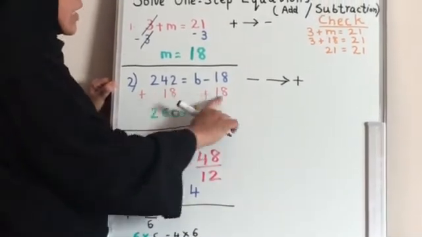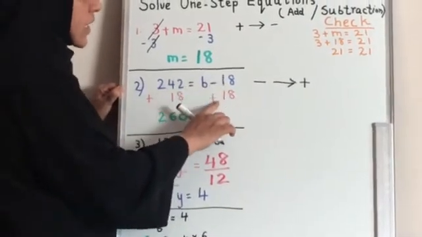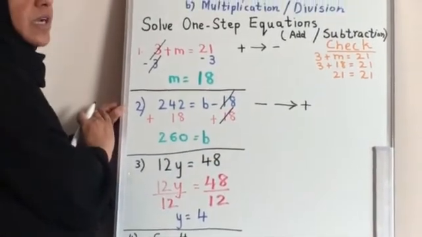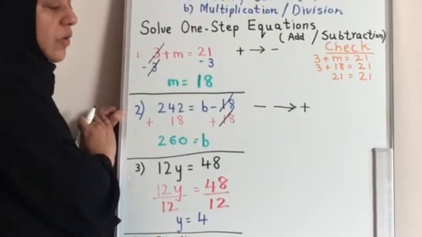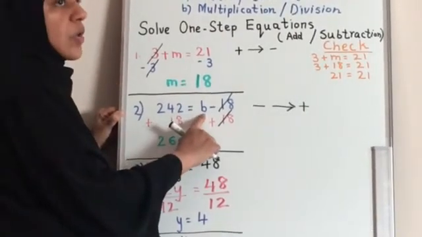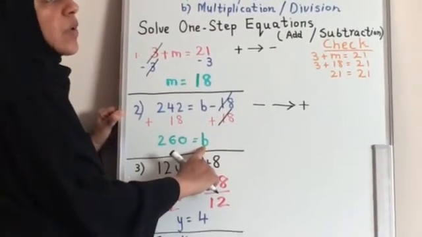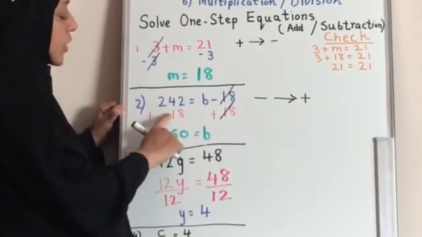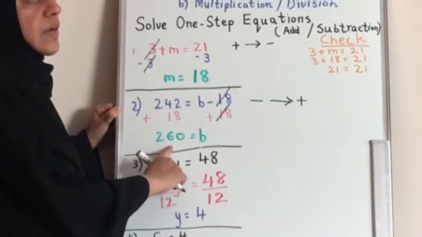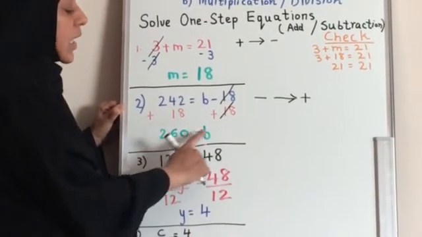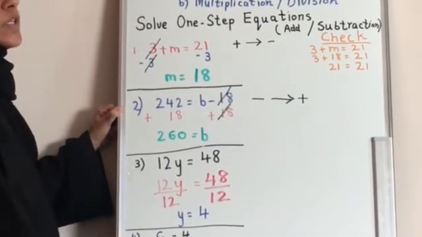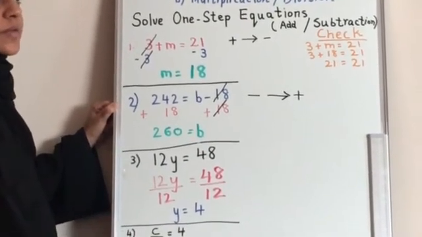When I add 18 to both the sides, plus 18 and minus 18 cancel off. It's equal to 0. I have b alone on this side. I have been able to isolate b on one side. 242 plus 18 is 260. This is my solution, the value of b equals 260.